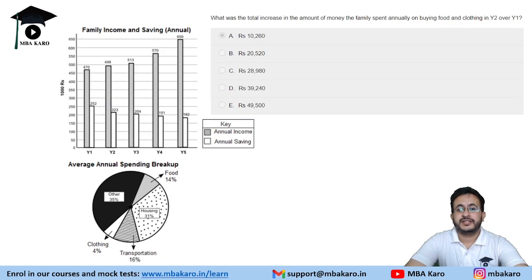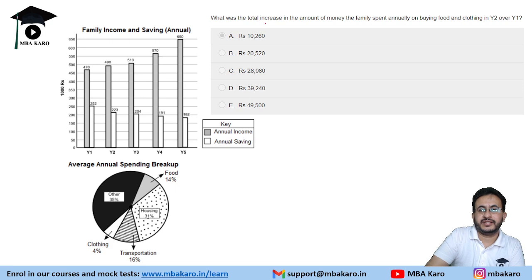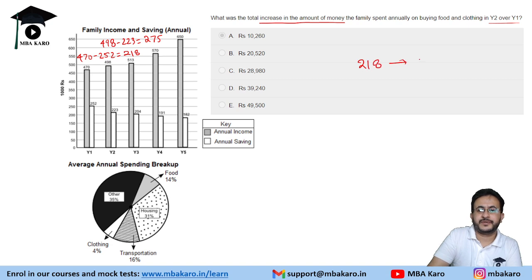What was the total increase in the amount of money the family spent annually on buying food and clothing in Y2 over Y1? So we need to tell the total increase in the amount of money families spent on buying food and clothing in Y2 over Y1. So in Y2, the total expenditure is 498 minus 223, that is 275. And here the expenditure is 470 minus 252, which is 218. So expenditure was 218. Now it has become 275. So an increase of 57,000.